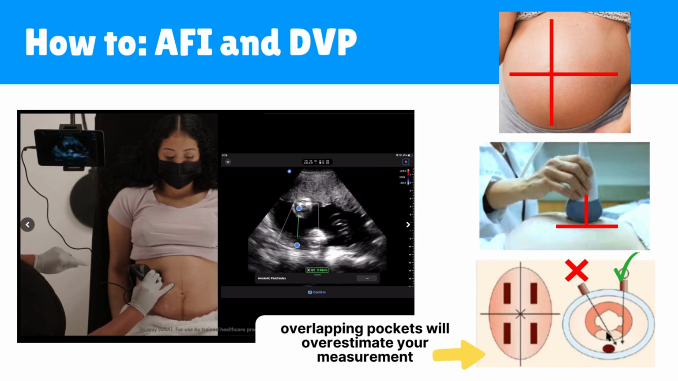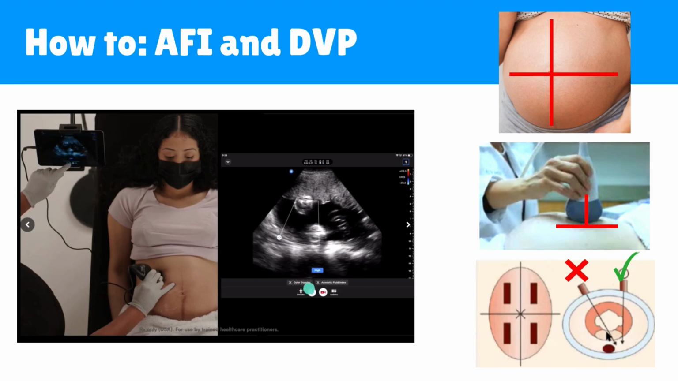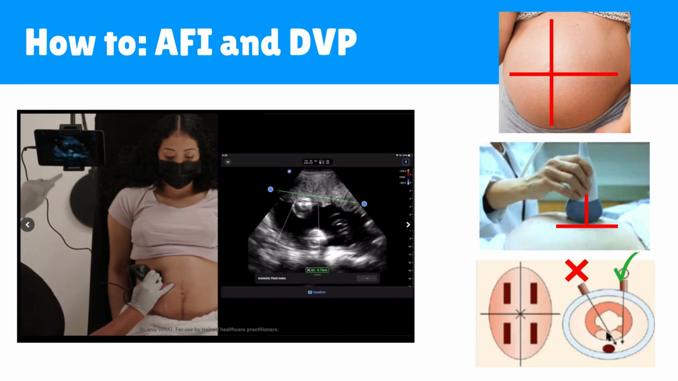To measure DVP, scan through the abdomen, finding the biggest appearing pocket. Make sure your probe is perpendicular to the ground, freeze the screen, and measure the pocket. Don't forget, each measured amniotic fluid pocket must be at least 1 centimeter wide, and the measured pockets should not contain fetal parts or loops of umbilical cord. Use the color flow feature to ensure no cord is present in your pocket.